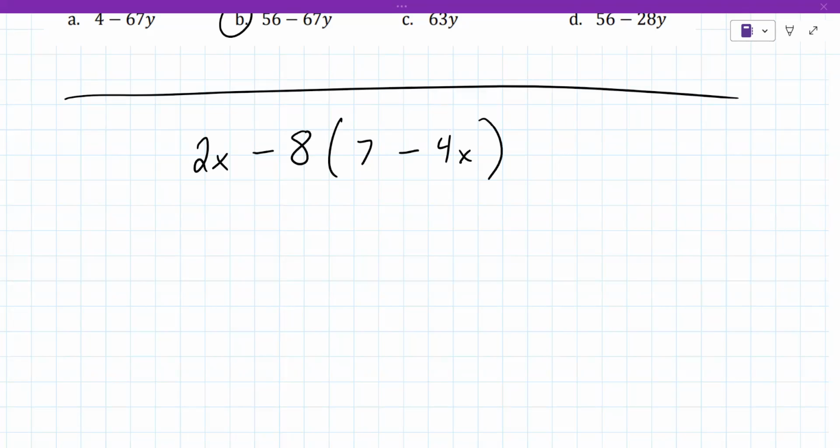Is it, wait, 2x? Is it 34x, right? Yes, 34x, agreed. Yeah, minus, I think 56, or is it? Yes, good. You did a good job on that. That's really good. Okay.